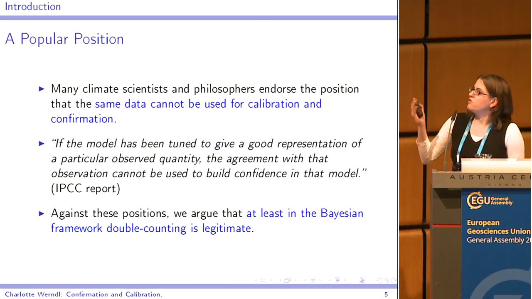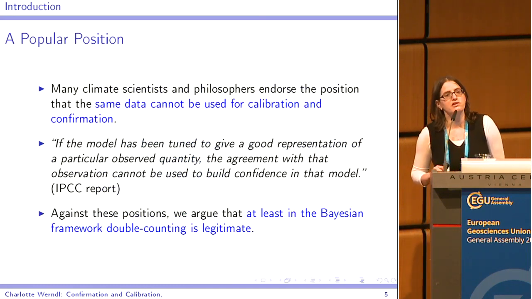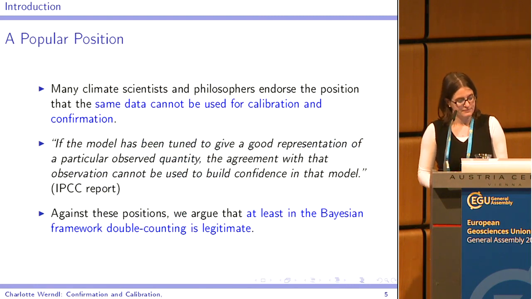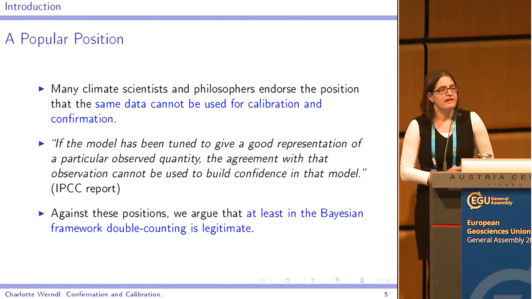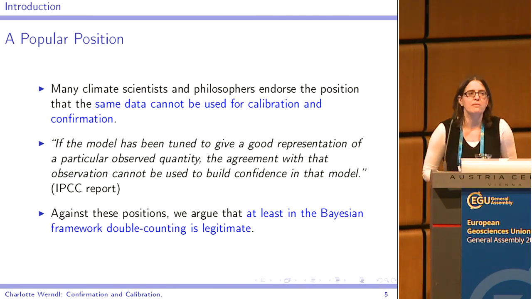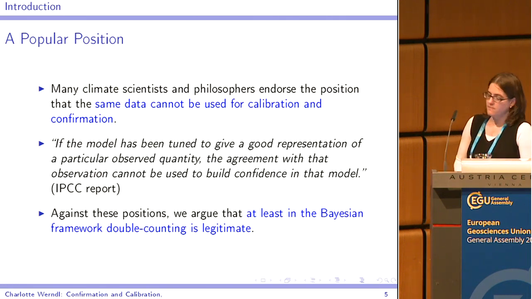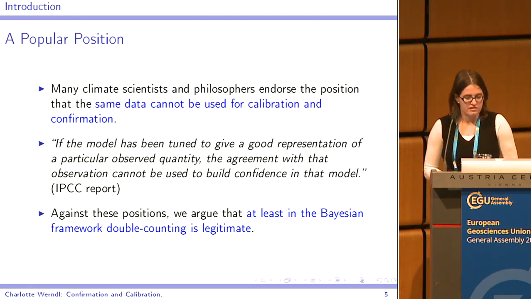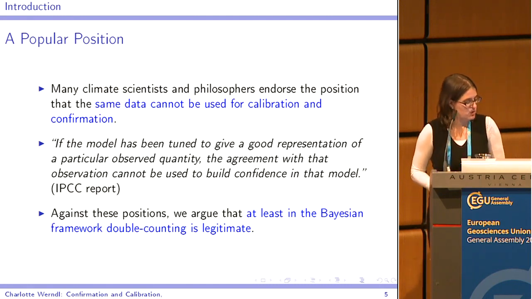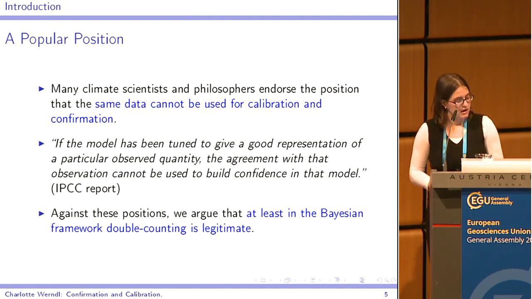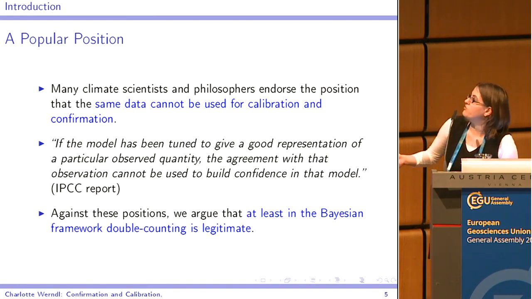I could give lots of quotes, but I just give one here. I just want to say that a common position, endorsed by climate scientists as well as philosophers, is the idea of the no double counting rule, that you cannot use the same data twice for calibration and confirmation. This is from the IPCC report, where they write: if the model has been tuned, so tuning is calibration, estimation, tuned to give a good representation of a particular observed quantity, the agreement with that observation cannot be used to build confidence in that model.